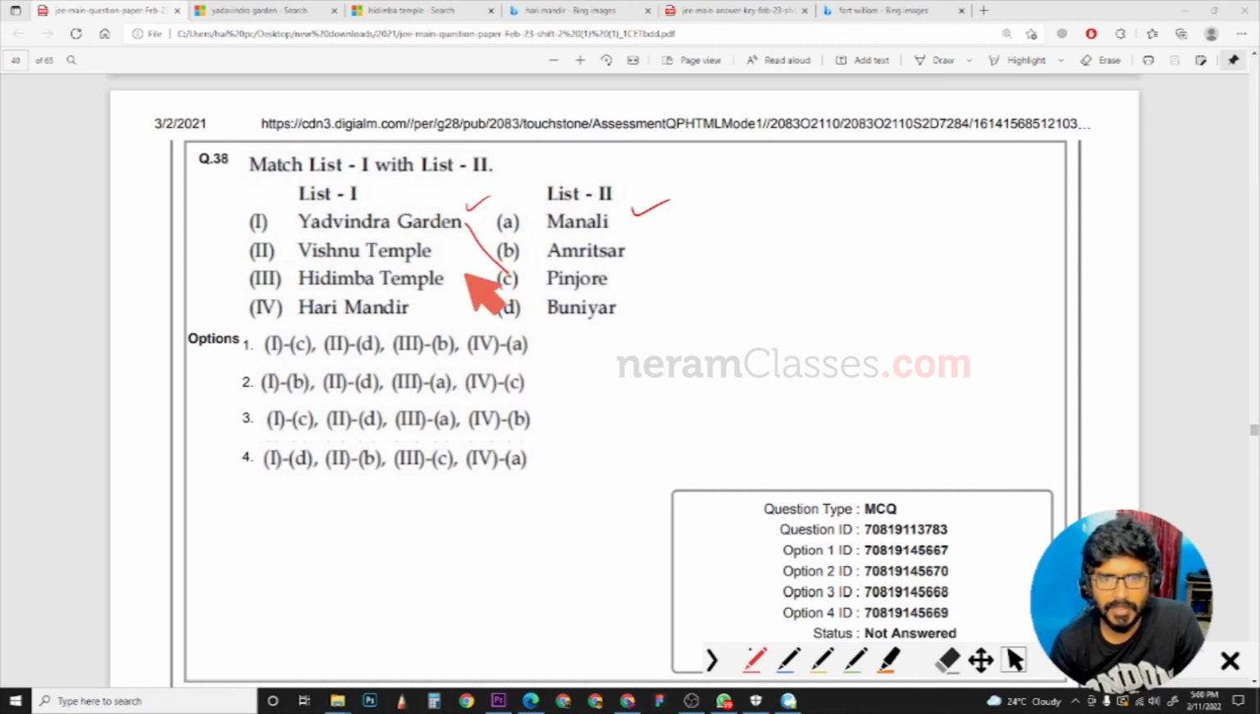And Hidimba temple is located in Manali. And Hari Mandir is located in Amritsar, and Vishnu temple in Buniyar. These are the options. That is option 1, it is C, option 2, it is D, and option 3, it's Manali A, and option 4 is B. C, D, A, B. Yeah, option 3 is the right answer for this question.